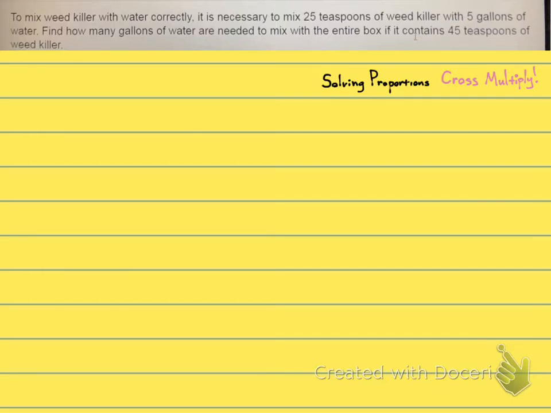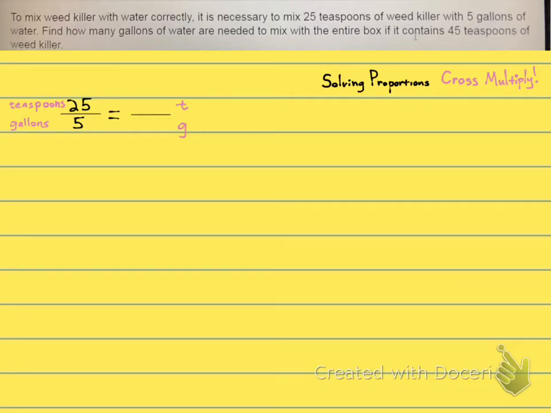And what we're going to do is we're going to write a proportion. 25 teaspoons of weed killer to 5 gallons. Now, it's important to note that we put teaspoons in the numerator and gallons in the denominator. Okay, and you can have it the other way as long as teaspoons stay with teaspoons. So on the other side, when we go to do our proportion over here, our teaspoons need to be in the numerator and our gallons need to be in the denominator.